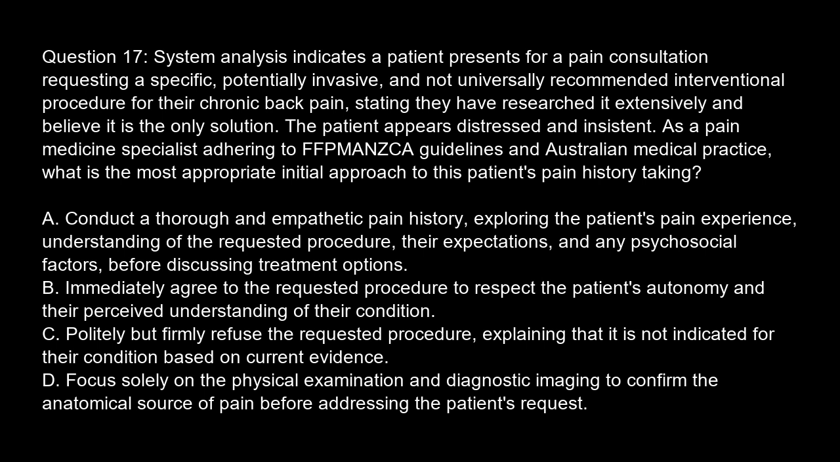Option A. Conduct a thorough and empathetic pain history, exploring the patient's pain experience, understanding of the requested procedure, their expectations, and any psychosocial factors before discussing treatment options. Option B. Immediately agree to the requested procedure to respect the patient's autonomy and their perceived understanding of their condition. Option C. Politely but firmly refuse the requested procedure, explaining that it is not indicated for their condition based on current evidence. Option D. Focus solely on the physical examination and diagnostic imaging to confirm the anatomical source of pain before addressing the patient's request.